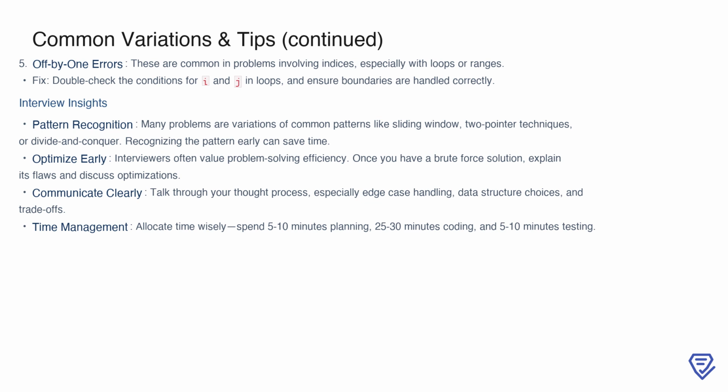Clear communication is another critical factor. Talk through your thought process, including how you plan to handle edge cases, why you've chosen specific data structures, and the trade-offs involved in your approach. Finally, manage your time wisely during the interview. A good rule of thumb is to spend about 5 to 10 minutes planning, 25 to 30 minutes coding, and the remaining time testing and refining your solution.